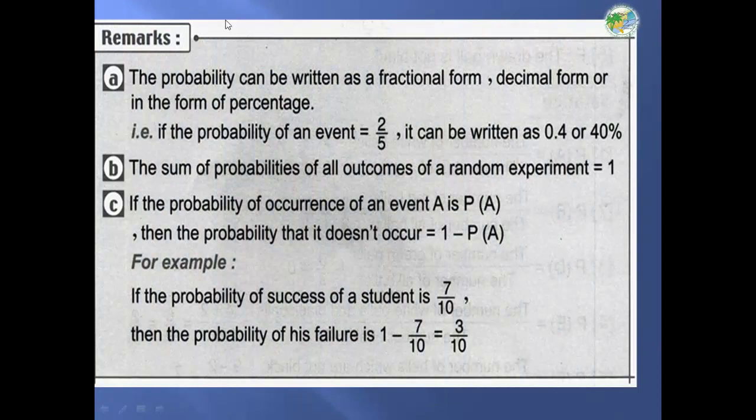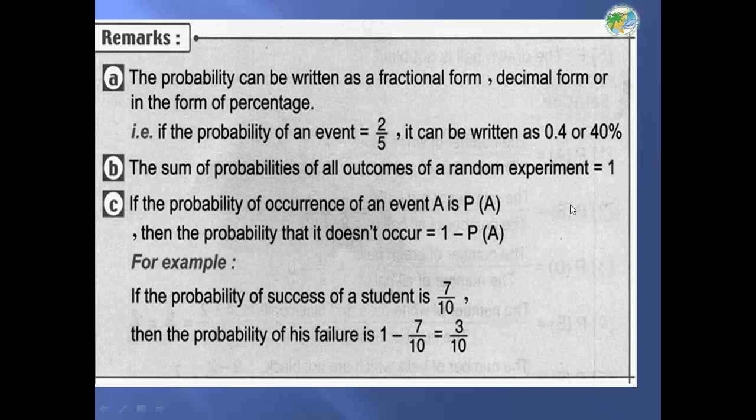Okay. Remarks. Probability can be written as a fraction, in decimal form or in the form of a percentage. If the probability of an event equals 2 over 5, it can be written as 0.4 or 40%. The sum of the probabilities of all outcomes of a random experiment equals 1.